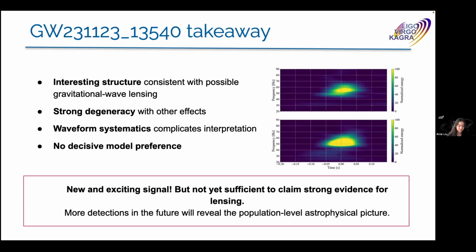That said, this is a new and very exciting signal. It's the most massive binary black hole observed so far, with the highest Bayes factor found. And while this single event is not sufficient to claim strong evidence for lensing, future detections and population-level studies may provide a much clearer astrophysical picture. And with that, I'll hand over to Anupreeta.